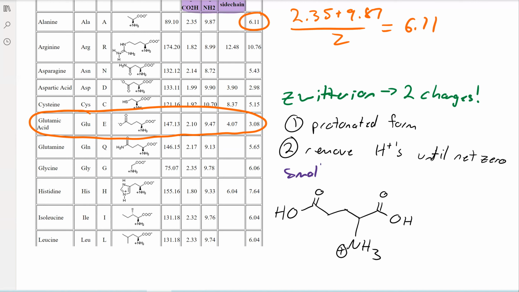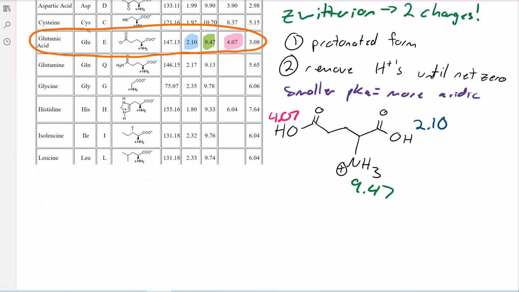Remember that the smaller the pKa value, the more acidic it is. So we have the side chain pKa value of 4.07. That's the pKa value. We have the amine, its protonated version, has a pKa of 9.47. And then finally, let's see, what color did I pick? This big blue. This carboxylic acid has a pKa of 2.10.